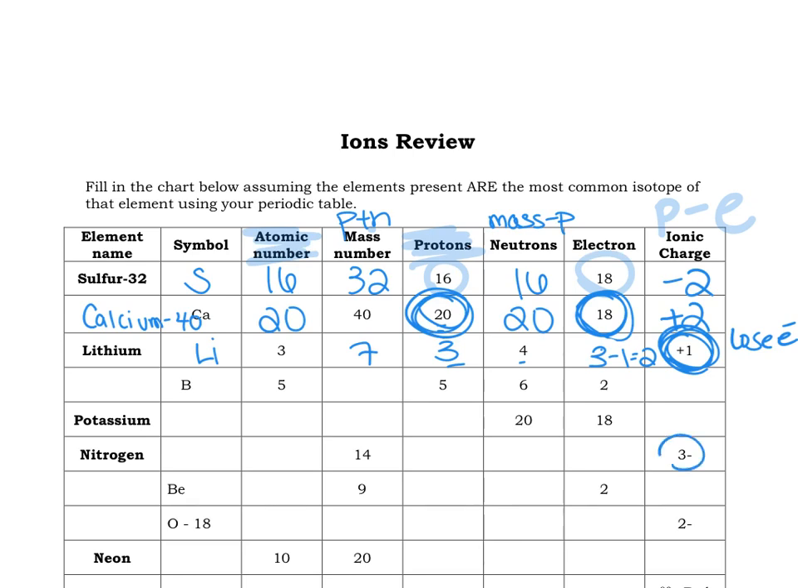Very similar here for the -3. Since it's negative, that means I need to gain 3. Well, if nitrogen has an atomic number of 7, that means it usually has 7 protons and 7 electrons if it is neutral. Well, since I'm gaining 3 electrons, 7 plus 3 is going to give me my 10 then. Okay, and I can double check my charge by doing 7 minus 10, and guess what? I did get my -3.